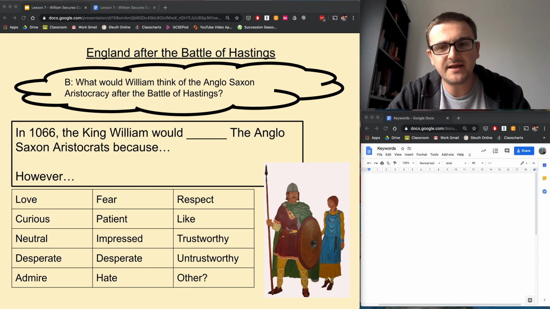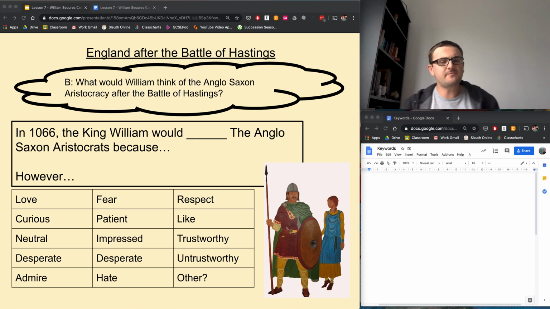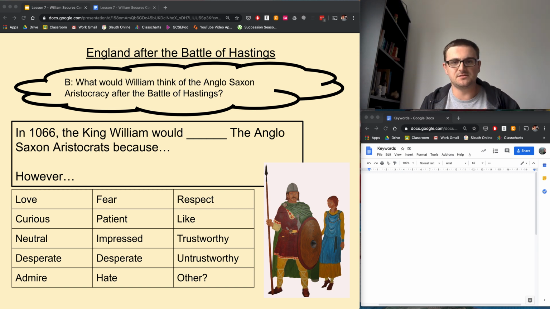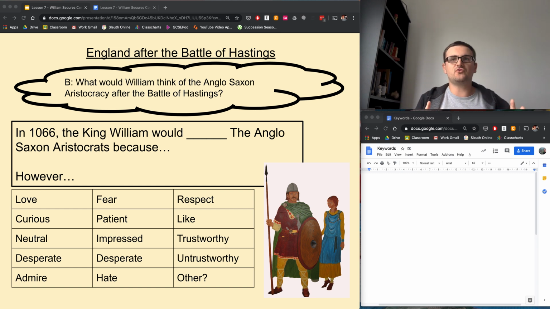Excellent. Now, it's likely that William would have had concerns about the Anglo-Saxon aristocracy, but he would also have needed them. The Norman invaders now had to try and control all of England, and it's impossible that William could have done that by himself as one man. William was going to need help from the Anglo-Saxon aristocracy. So in some ways, he needed them to help him control England.